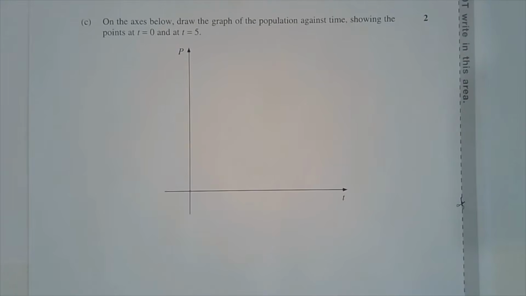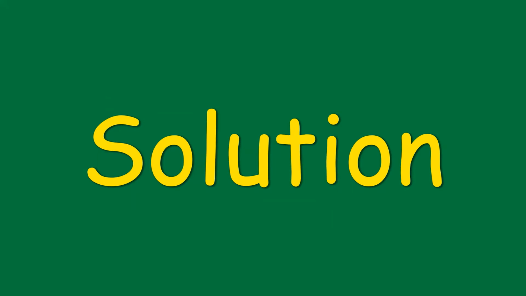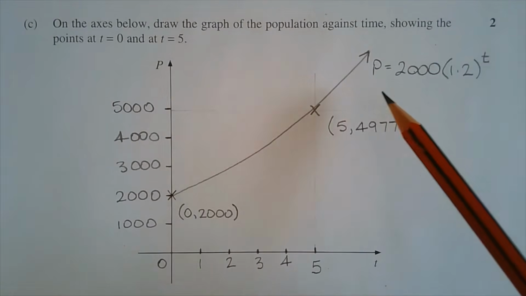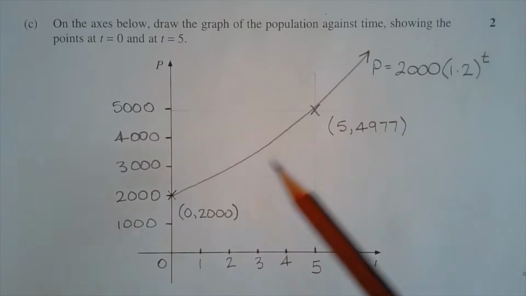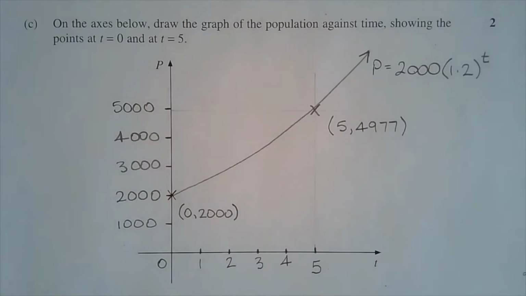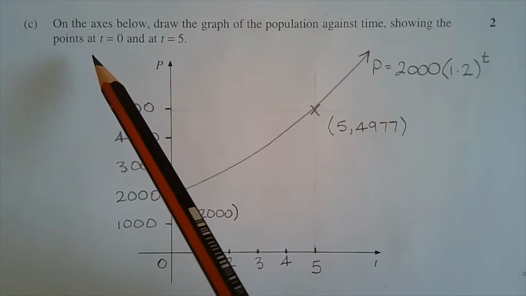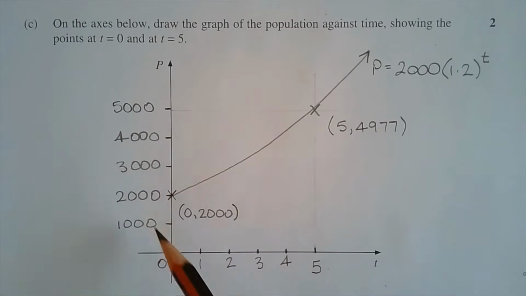Part C. On the axes below, draw the graph of the population against time, showing the points at t equals 0 and at t equals 5. The function P equals 2000 multiplied by 1.2 to the power of t is an exponential function because the independent variable t is the index. The base is greater than 1, which means from left to right, the graph should be getting steeper and steeper. Now the 2 points that need to be shown, t equals 0 and t equals 5, correspond to the initial population and the population after 5 years. And these are shown here as 2 pairs of coordinates.